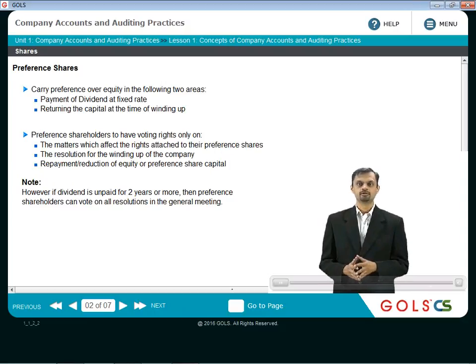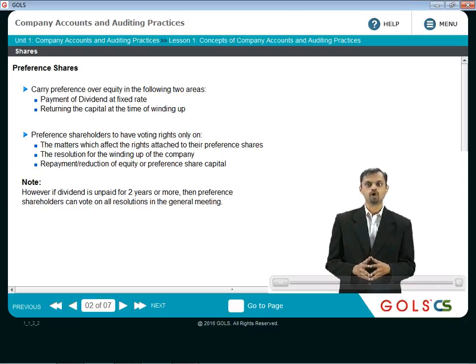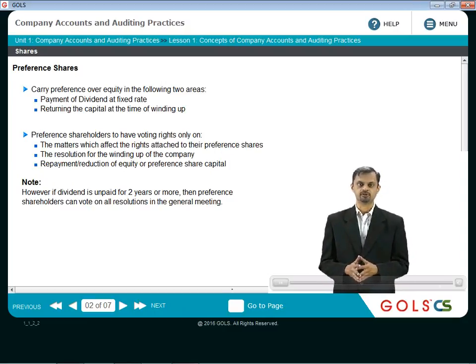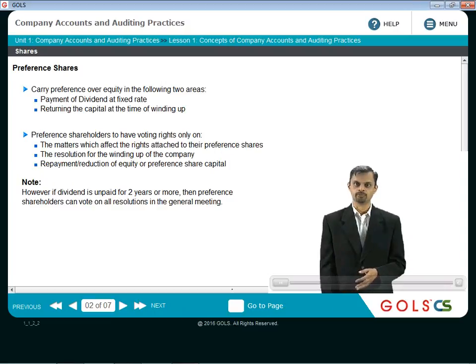But however, the Act further says that if the dividend is not paid to these preference shareholders for 2 years or more, then these preference shareholders will have a voting right on all the resolutions in the general meeting. So they will stand at par with the equity shareholders as far as the voting right is concerned. Only if the dividend is unpaid, so it is declared but not paid for 2 years or more. So they become like an aggrieved party, and that is why they can vote on any matter in the general body meeting.